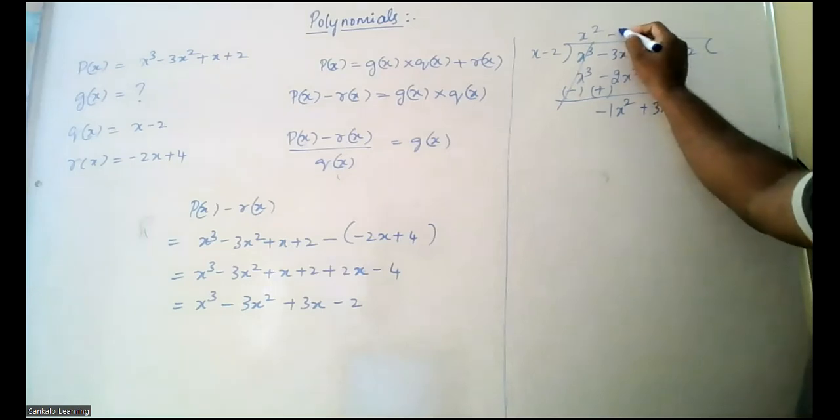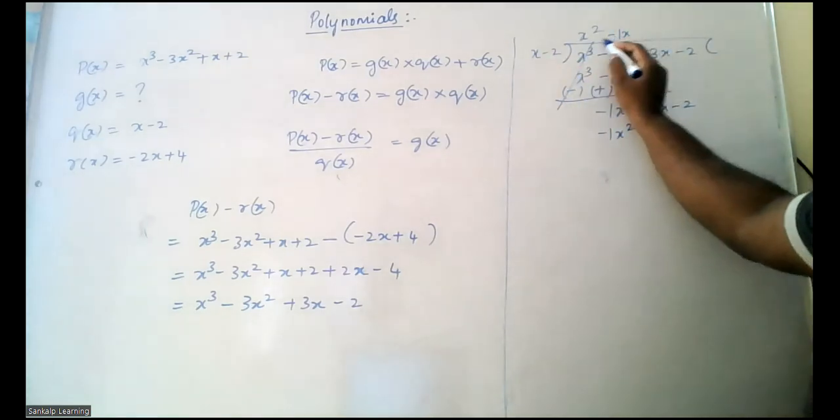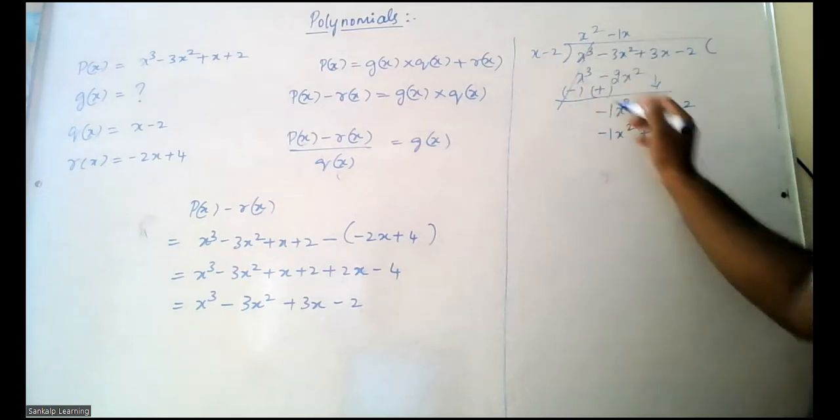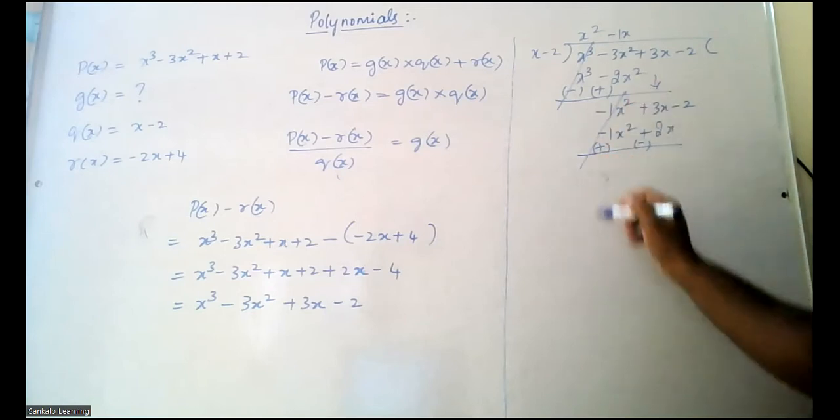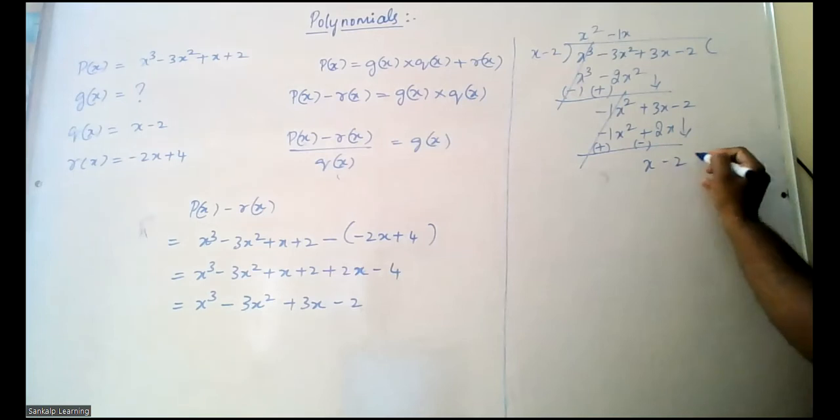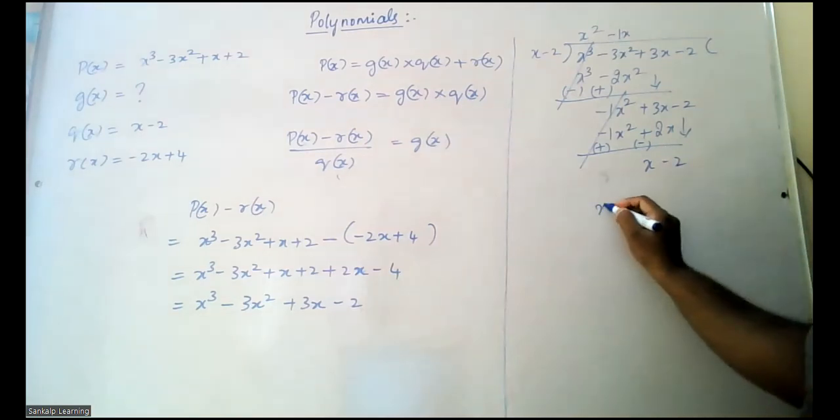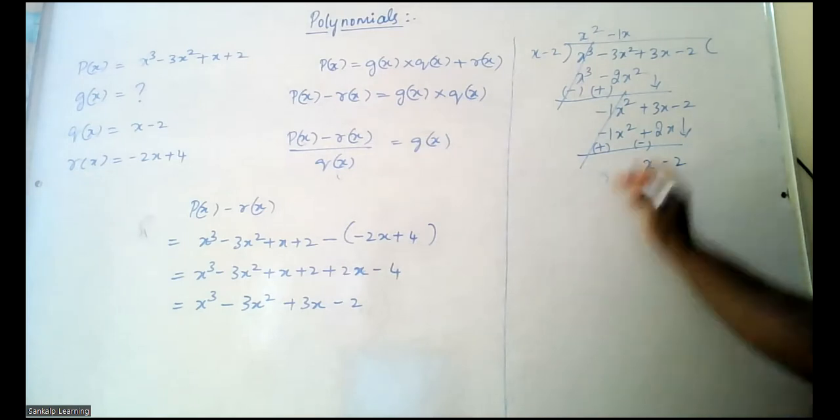So minus 1x. Minus 1x into x is minus 1x squared, minus into minus plus, 1x into 2 is 2x. Change the sign, it gets cancelled. Plus 3 minus 2 gives you x. Get this minus 2. Okay, so the first term is x and the first term there is also x, therefore we will be left with 1.